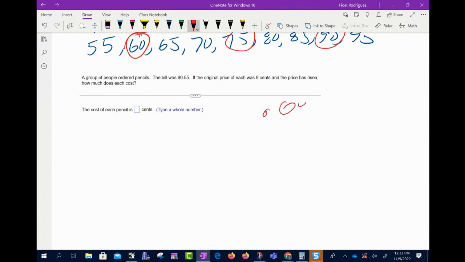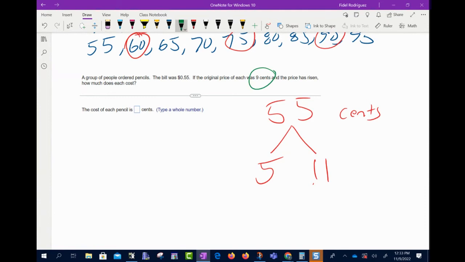Okay, y'all, if my bill is 55 cents, I'm going to write it like this, 55 cents, right? So I want to think of what two numbers would multiply to 55. Wouldn't it be 5 and 11, right? Okay, so remember what this means. This would mean either I'm buying 11 pencils at 5 cents a piece, or I'm buying 5 pencils at 11 cents a piece, right?